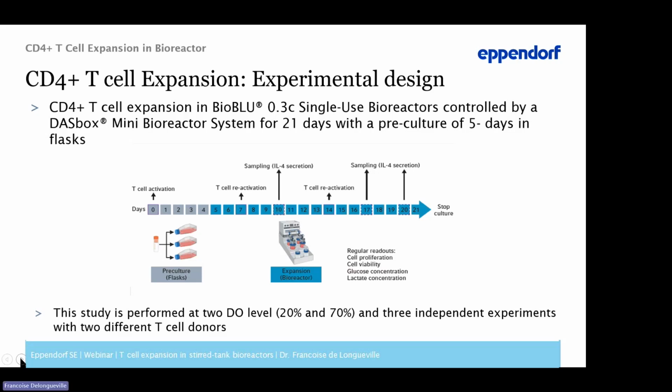The seeding density was 1 to 3 × 10^7 cells per vessel, and it was incubated at 2 different DO concentrations, 20 and 70%. The culture was maintained in bioreactor for 16 additional days, as you could see on this slide. The cell density was adjusted every 1 to 3 days to maintain CD4 plus T cells at a lower cell density and improve cell proliferation and viability.